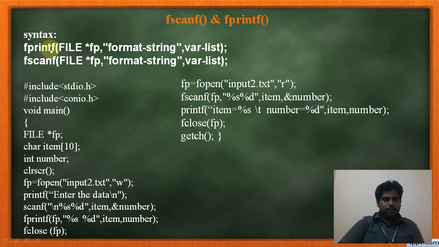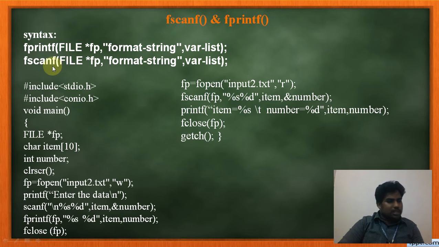See the syntax for fscanf and fprintf. What is this FILE *fp? This is the file pointer. And what is the format string? Format string is nothing but the control string. If it is integer, it is %d. If it is character, it is %c. If it is float, it is %f. Double is %lf. That format string you have to specify depending upon the variables. If it is an integer variable, %d. If it is a character variable, %c.